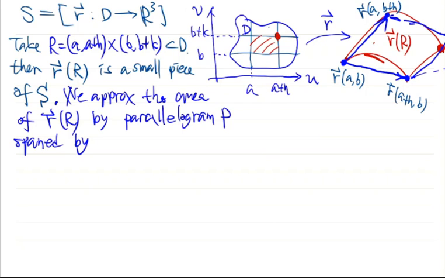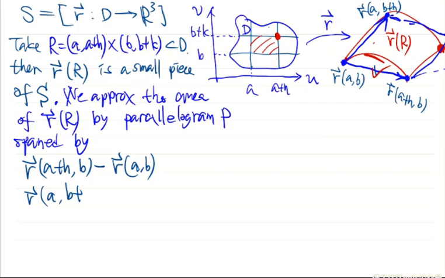Which two vectors? This vector is r(a+h, b) minus r(a, b). The other is r(a, b+k) minus r(a, b).